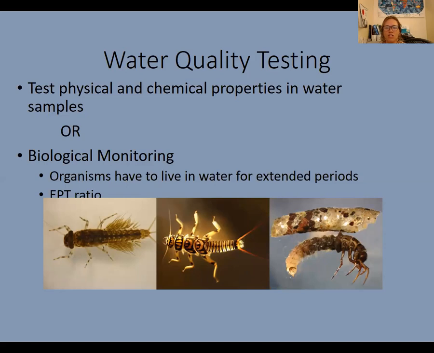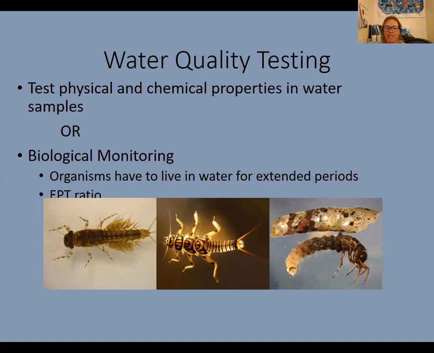But in addition, there's another system of testing that's called biological monitoring. And in this case, what we do is instead of looking at the chemical properties or the physical properties of water, we look at the organisms that are living in the water. And since organisms have to live in the water, not just at one moment in time where you might be taking a water sample to test pH, for example, we figure that whether certain animals are able to live in the water or not gives us a better long-term idea of the quality of water.